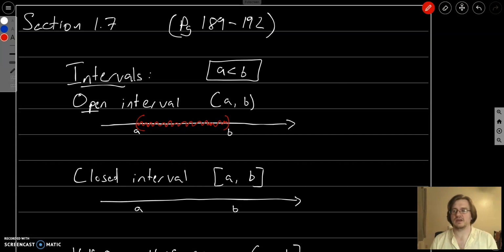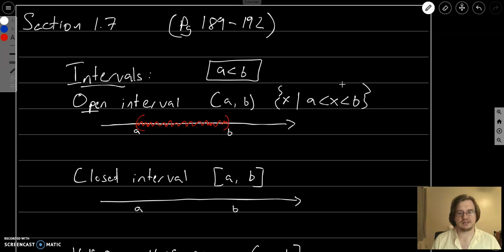One way to write this is that if x were inside of the set, x would have to be between a and b, meaning x is going to be greater than a, but less than b. So in set notation, this is going to be the set of all x such that this condition is satisfied. It's any x such that x is between a and b: greater than a, but less than b.